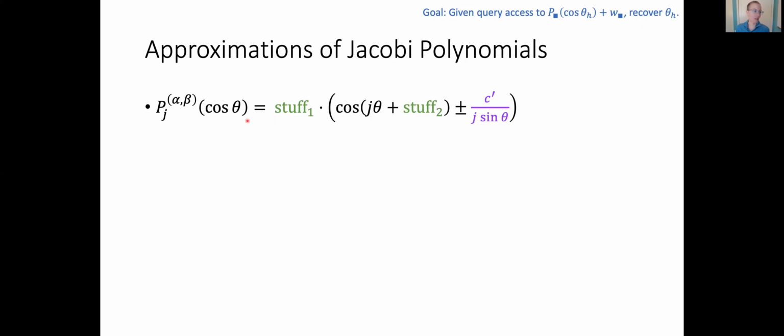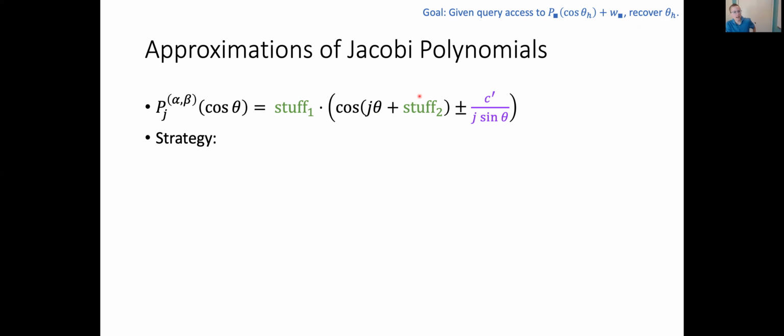It is known that the Jacobi polynomial P sub j, evaluated at the cosine of some angle theta, has a form like this. It's equal to some stuff that we know, times the cosine of j times theta plus some other stuff that we know, plus or minus some small noise term. And here stuff 1 and stuff 2 depend on j and alpha and beta, and they also depend on theta in a mild way that's going to cancel out later. So I'm just going to ignore them for now.